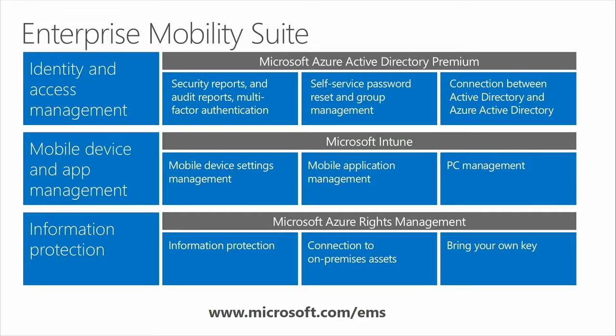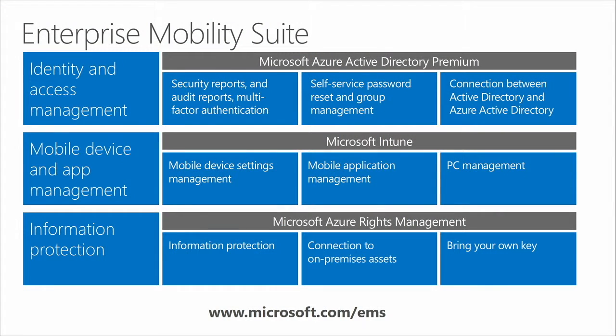The Enterprise Mobility Suite, powered by Microsoft Azure, includes all of the easy express settings you need to get up and running with powerful management and security for enterprise mobility. The first is in the area of identity and access management. So we've discussed Azure Active Directory Premium. This includes things like security reports and auditing reports, multi-factor authentication, upcoming additional security solutions, self-service password reset and group management. Those traditional identity and access management features, cloud-enabled and available across mobile OSs. And that connection between Active Directory and Azure Active Directory as well.